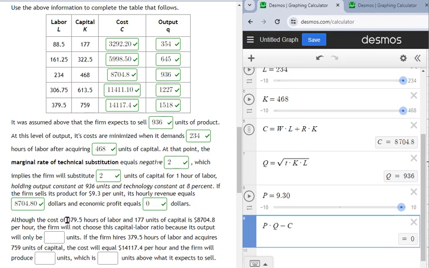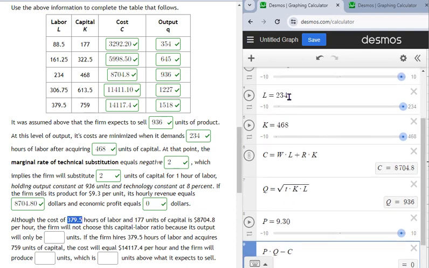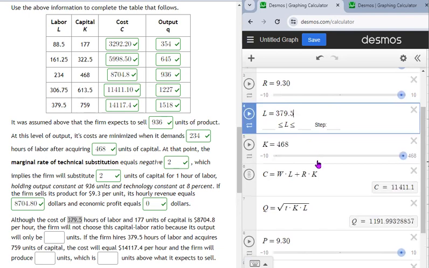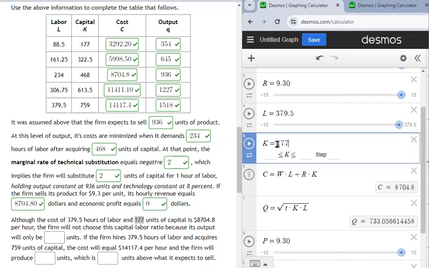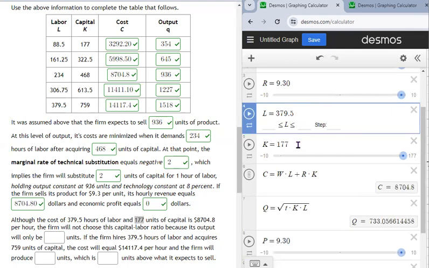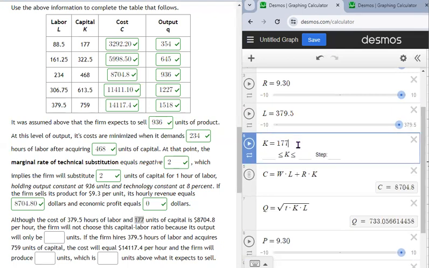Let's see, 379.5 hours. Let's replace L with that, and let's replace capital with 177 and find out what the cost is. It looks like at this amount of labor demanded and about this amount of capital demanded, the cost is in fact $8,704.80. The firm's not going to choose this capital labor ratio because its output is what?